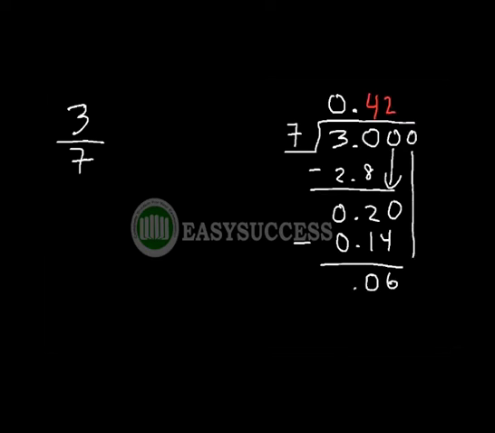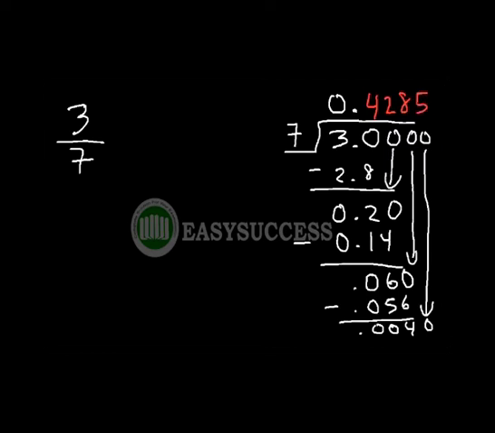So let's add another 0. 7 goes into 60 at least 8 times. 7 times 8 is 56. So we have a remainder of 4. And if we add another 0, 7 goes into 40 5 times. 7 times 5 is 35. So we can round this answer and say it's 0.429, because this appears to go on forever, so we need to round it.